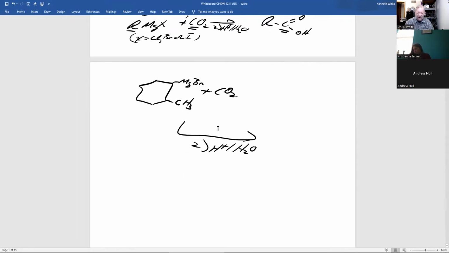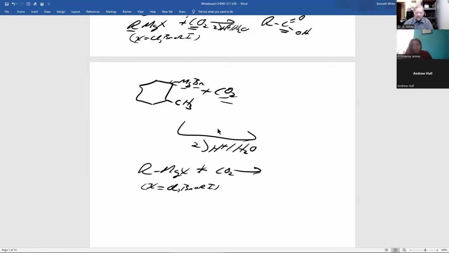And if we look at this molecule, what's different? What's not carbon? What's not hydrogen? Ooh, magnesium bromide on a carbon. And what is that? A Grignard reagent, where X can be chlorine, bromine, which it is in our case, or iodine, those halogens. And I'm reacting with carbon dioxide. Second step, acid H plus and water, H2O, and you get a carboxylic acid that's one carbon larger than the R group you started with.